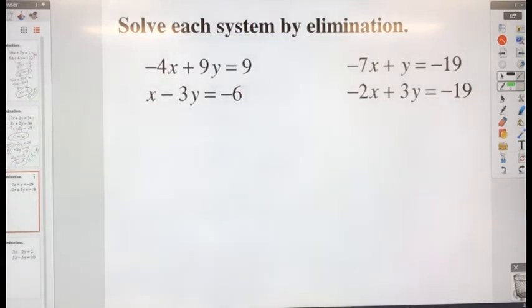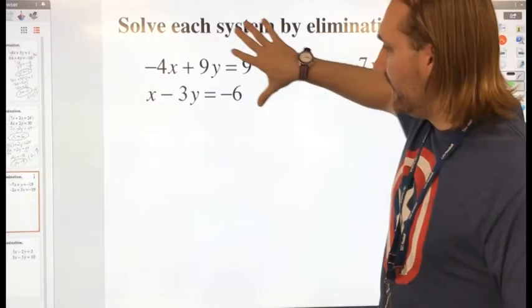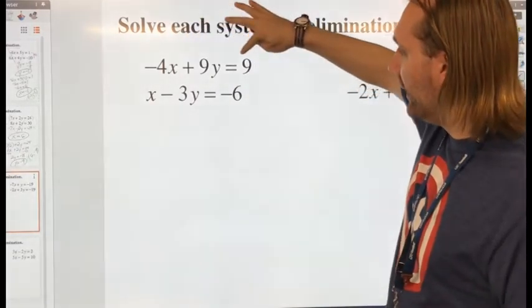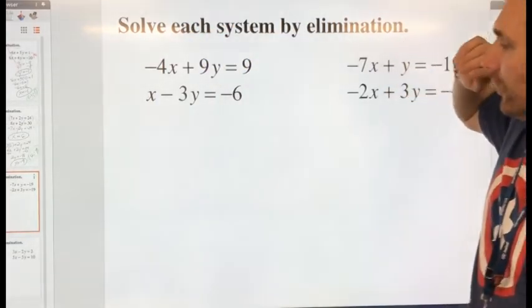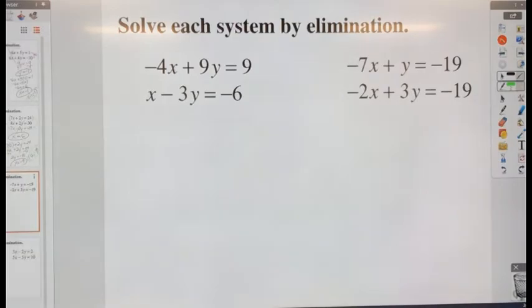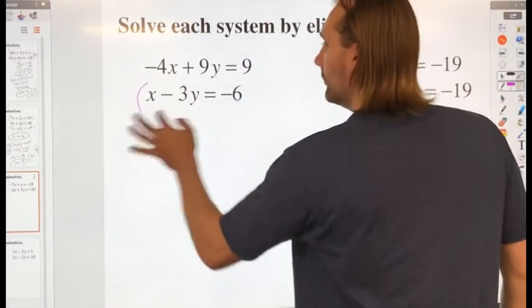Now again, let's increase the difficulty. It's not going to be as easy as just multiplying by a negative. There's some strategy involved. Let's look at this set. Negative 4x plus 9y equals 9, and x minus 3y equals negative 6. Multiply the bottom by 3. You'll see with these, there's no one answer.